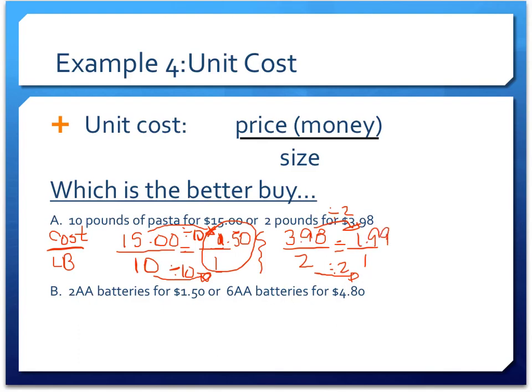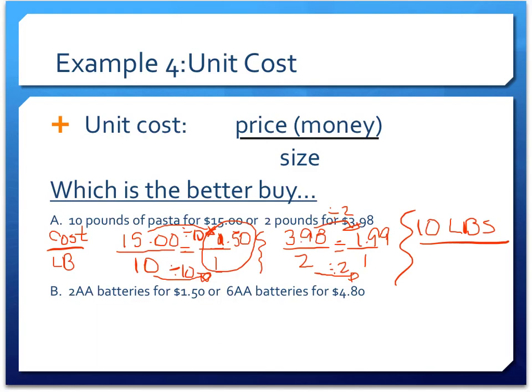So you can see if I buy 10 pounds, I only have to pay $1.50 per pound. But if I only buy 2 pounds, then I would have to pay as much as $1.99. So the better buy would be to go out and buy your 10 pounds of pasta. That would be your better buy. And normally that's usually the case. Buying in bulk is cheaper. So if you buy the 10-pound version, you're only paying $1.50 per pound.